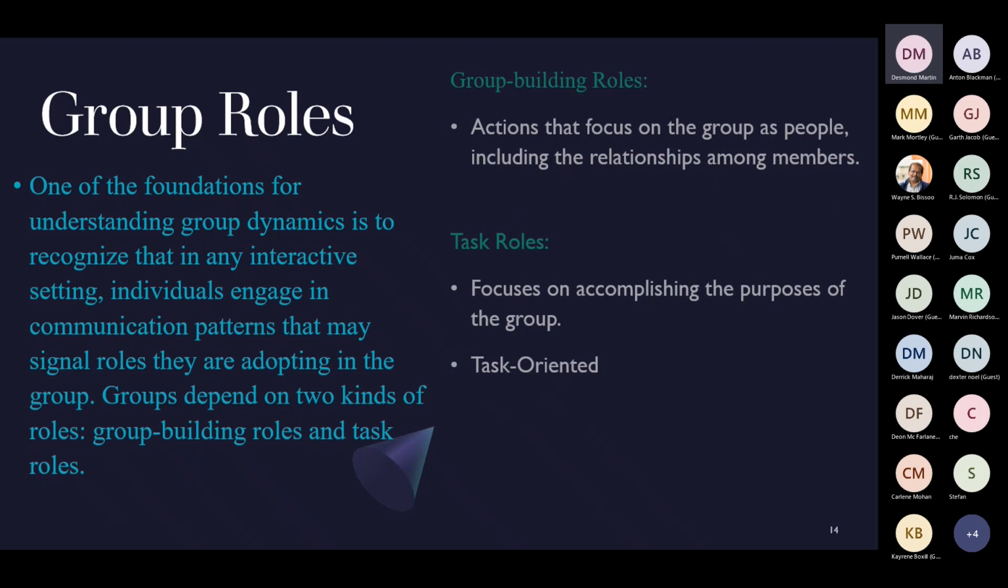Task roles. These focus on accomplishing the purpose of the group. For example, giving information and opinions and moving the group along on task by summarizing and by using various decision-making strategies. Task-oriented. Task roles focus on the content of the group's discussions.